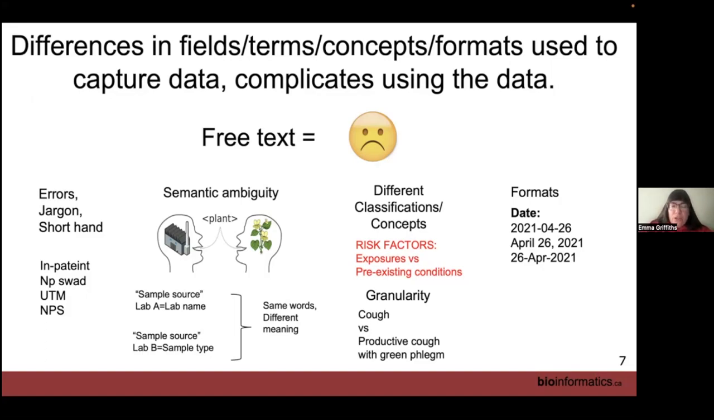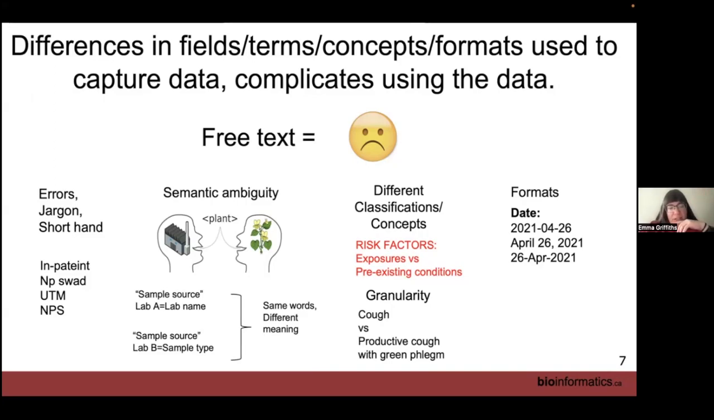But there are also other types of issues. For example, something we call semantic ambiguity. So this is when the meaning of the words is not so clear. And this can happen when different labs use the same words to mean different things, or they're using different words to mean the same things. But we also get confusion, and we understand the data differently when people use different classifications or use different concepts. They group data in different ways.